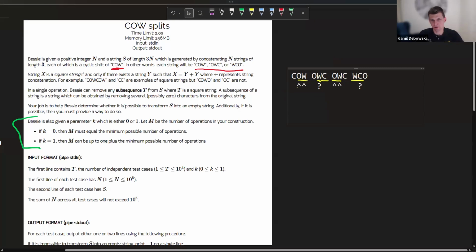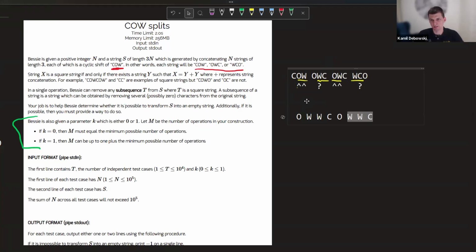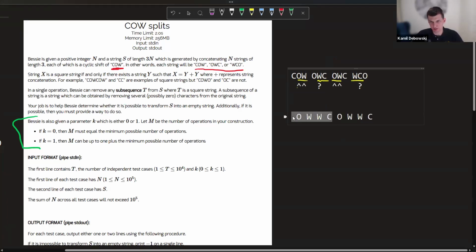And it is equal to OWWC, OWWC. This part is repeated, so it's a good squared string. Remaining part, CO, CO. Actually, automatically, if what you take from one string is the same as in the other, and it's two characters, then the third remaining character needs to be also matching. And it turns out that this is always possible.